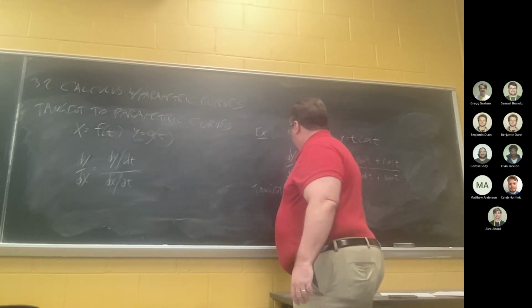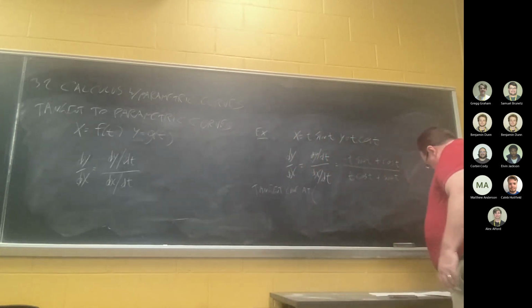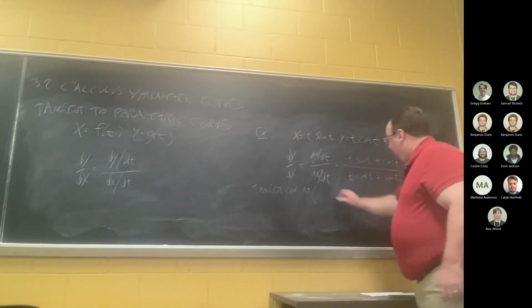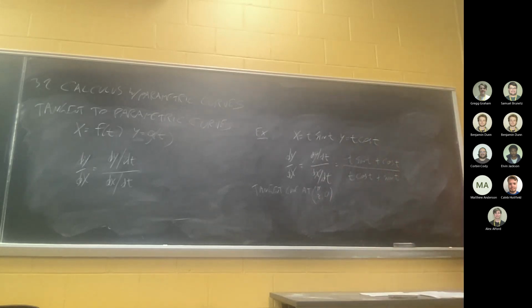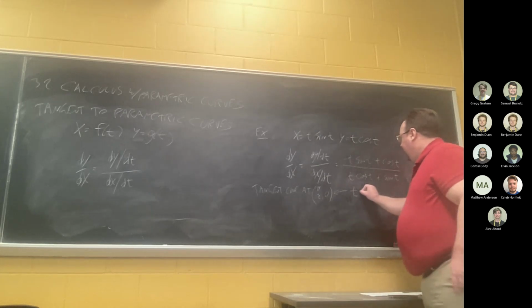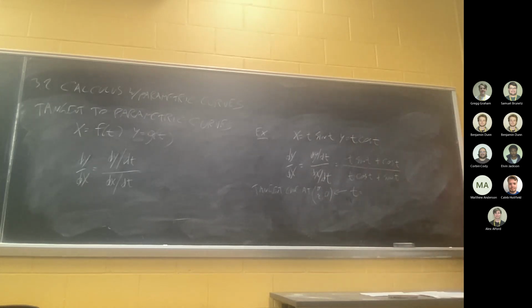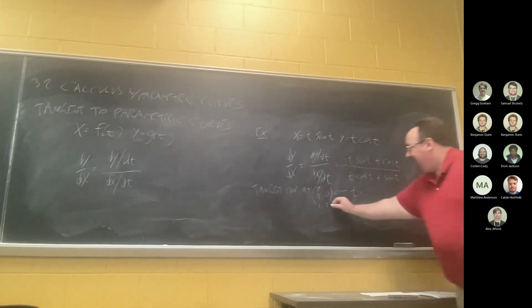So suppose you were asked for the tangent line at the point x is pi over 2 and y is 0. Well, if you're given xy coordinates of a point of tangency, you need to know what t value that corresponds to. What value of t would produce this x and this y?